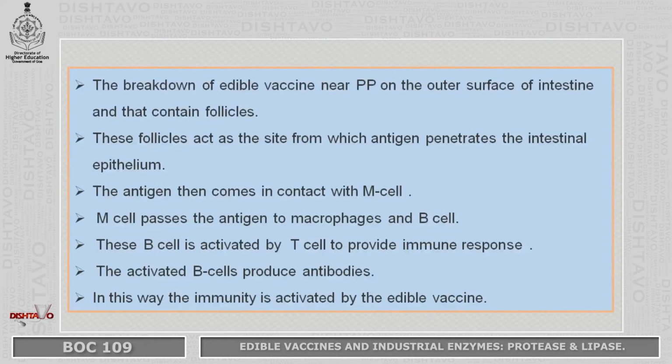The mechanism occurs this way. There is breakdown of the edible vaccine near the Peyer's patches on the outer surface of the intestines, and these contain follicles. These follicles act as sites from which antigen penetrates the intestinal epithelium. The antigen then comes in contact with the M cell. The M cell passes the antigen to macrophages and B cells. The B cell is activated by the T cell, which provides the immune response. The activated B cells produce antibodies, and in this way, immunity is activated by the edible vaccines.